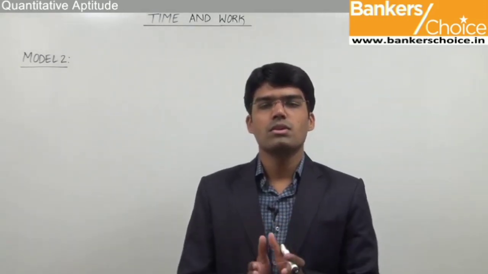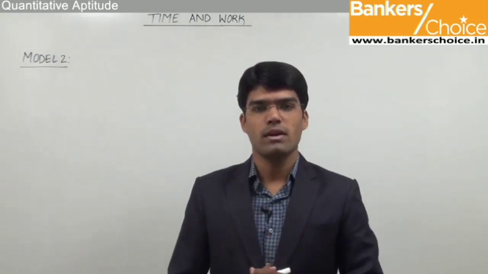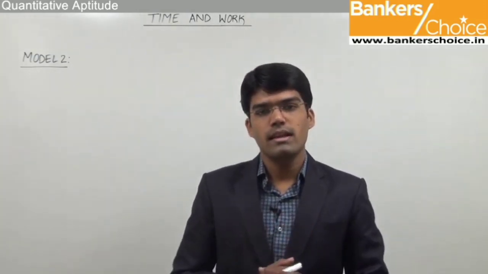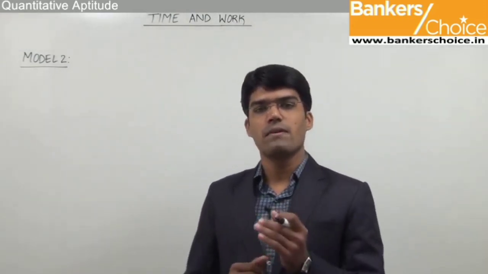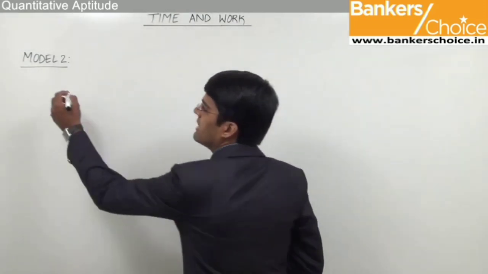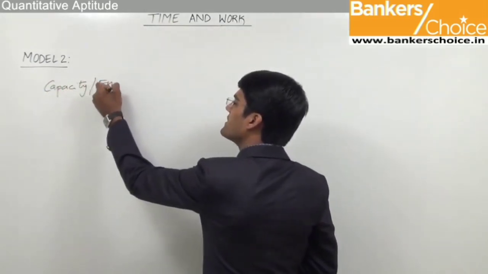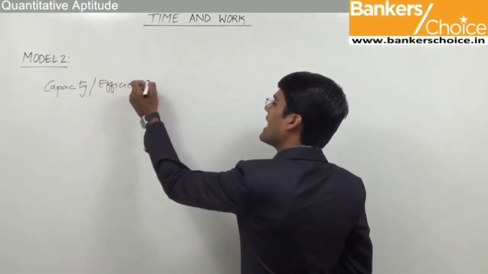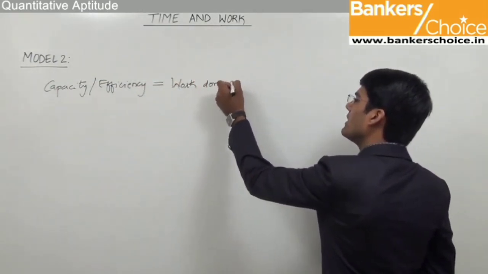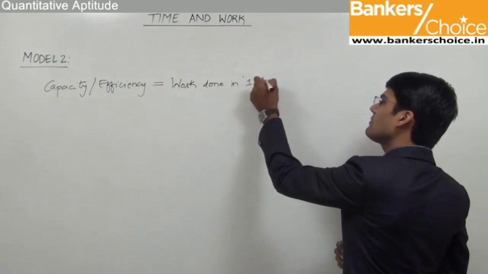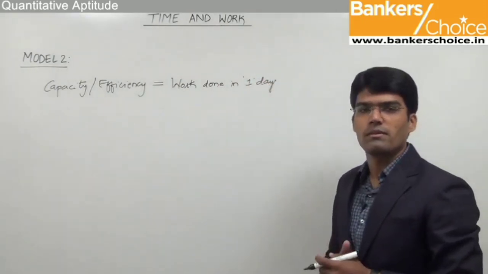So whenever we know the total work, that total work divided by number of days will give us the work done in one day. And this work done in one day can also be referred to as the capacity or the efficiency of the person. So the first point that we need to understand here is the capacity or efficiency. Capacity or efficiency of a person can be taken as the work done by the person in one day. Now let us see how we can use this point in solving some questions.